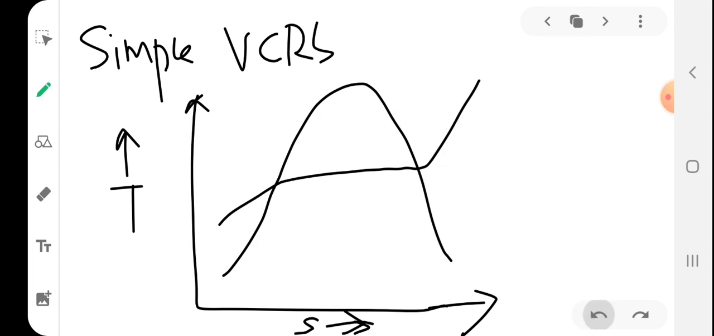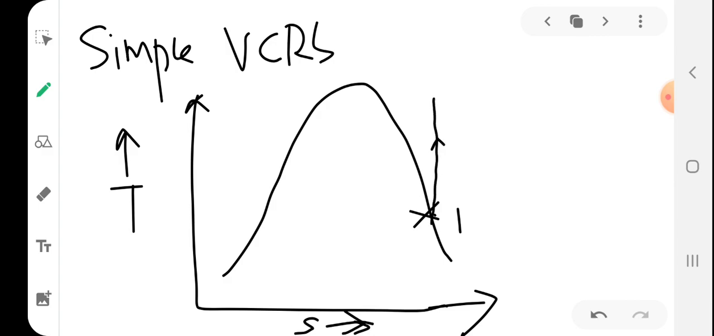Now I will draw the process happening in a simple refrigeration system. The process is like this. From 1 to 2, constant entropy compression. Then 2 to 2 dash, this is at constant pressure. So this is 2 dash. Then 2 dash to 3, constant pressure heat rejection.